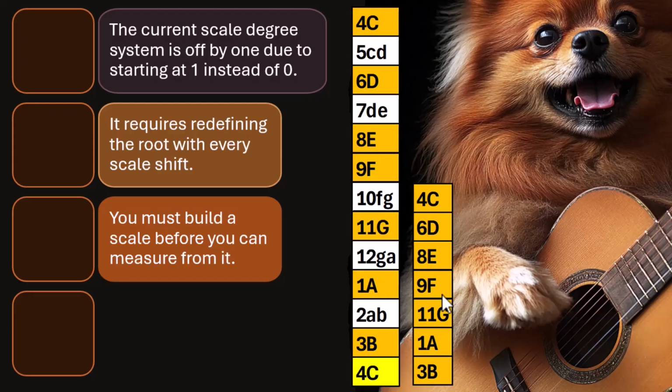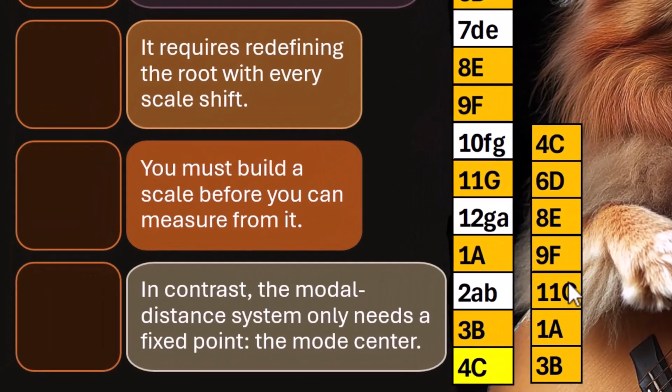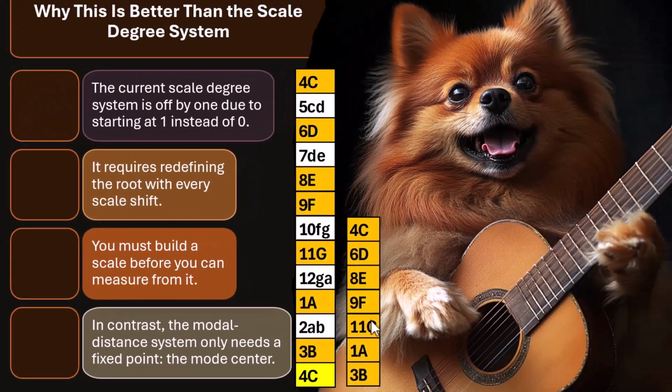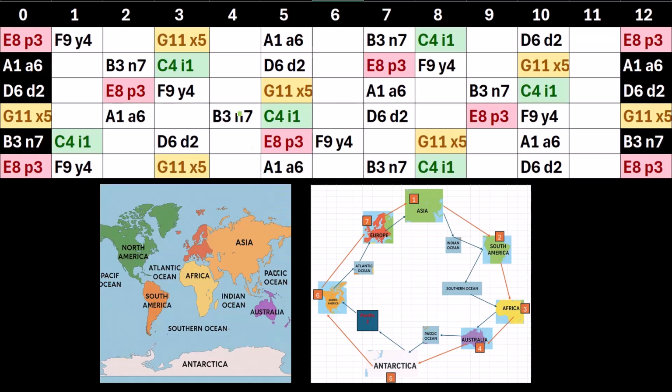You see, all these problems are basically happening because of that off by 1 terminology. We shouldn't have any of those problems if we just measured from that point. So in contrast, the modal distance system only needs a fixed point, the mode center. So again, if you were to reconstruct the system, you would just say, hey, look, there's 7 nodes within the system, like 7 points on a map. They repeat, right? They repeat on the map up here, but the map is the map.